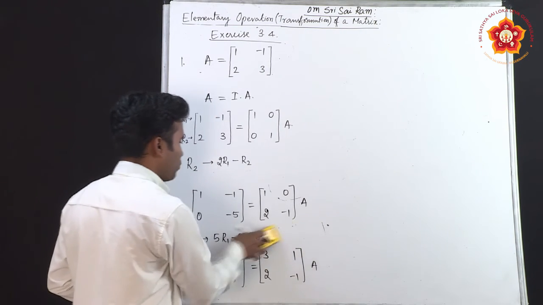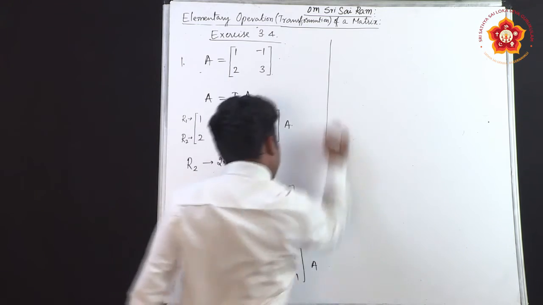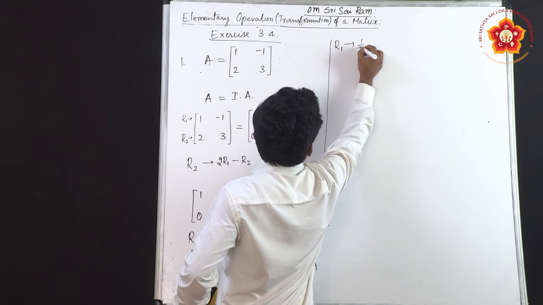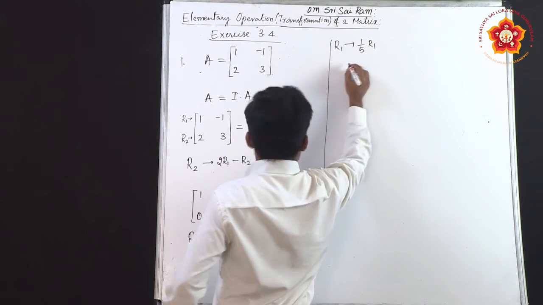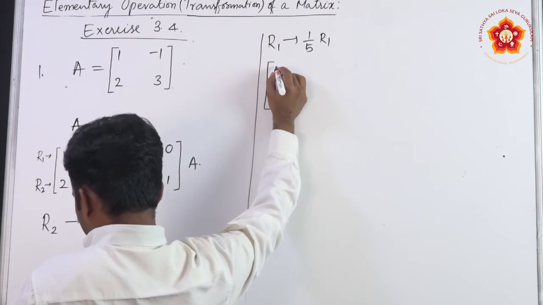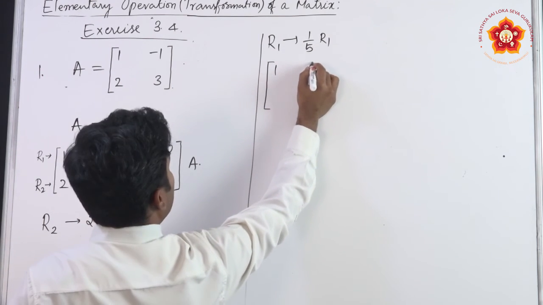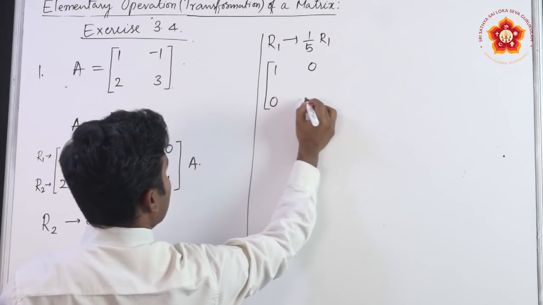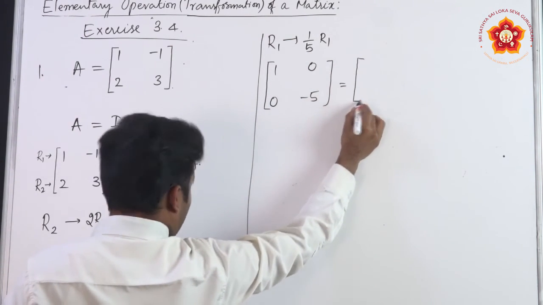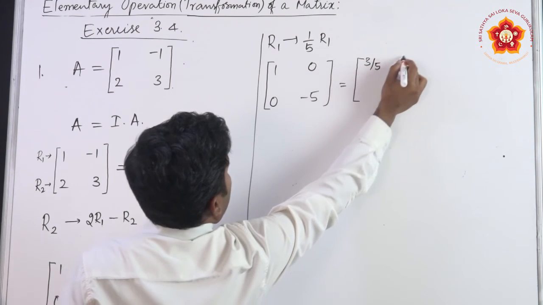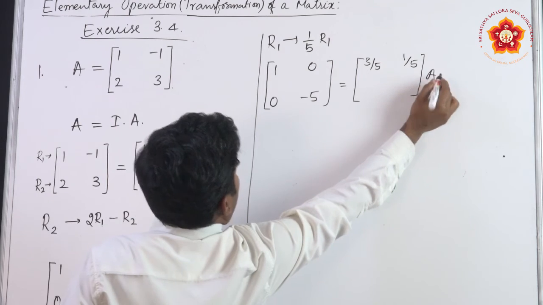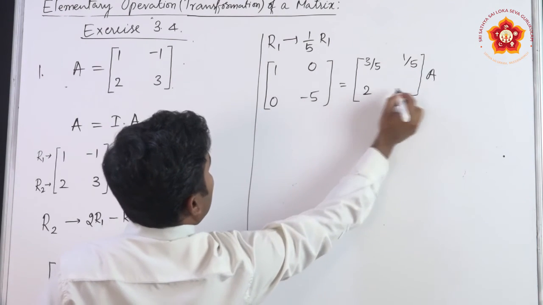So, we have to make it 1. By applying, for R1 I will multiply by 1 by 5 times R1. So, then this becomes 5 by 5 is 1, 0 by 5 is 0, R2 is unchanged, which is equal to 3 by 5, 1 by 5 times A, and R2 is the same, 2 -1.